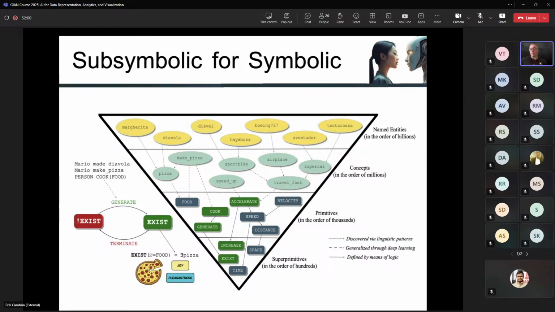But again, this is not a universal truth. It depends on what kind of data you're working with, and what you are ultimately interested in. For us, exist is a super primitive because we have a representation for it, and that's what we ultimately need to define the polarity of something happening, including all the other primitives that are built on top of this super primitive.